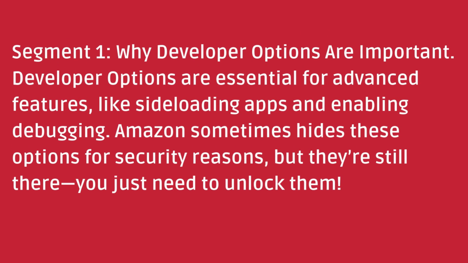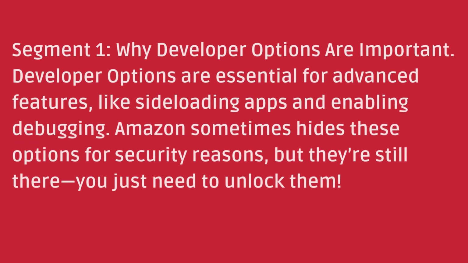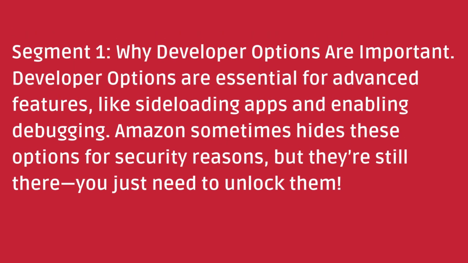Segment 1. Why developer options are important. Developer options are essential for advanced features, like sideloading apps and enabling debugging. Amazon sometimes hides these options for security reasons, but they're still there. You just need to unlock them.